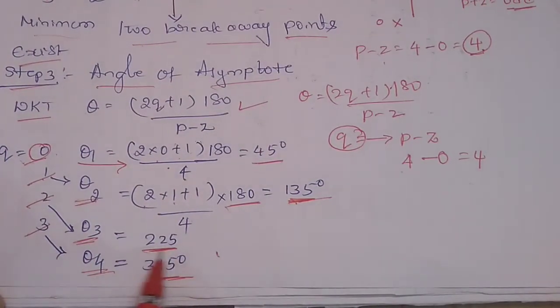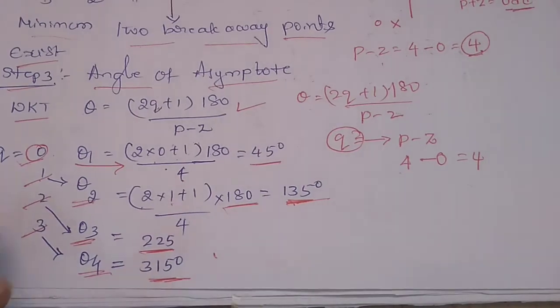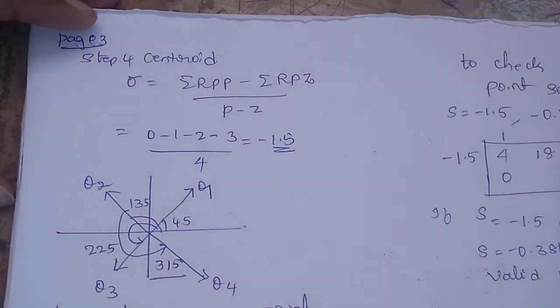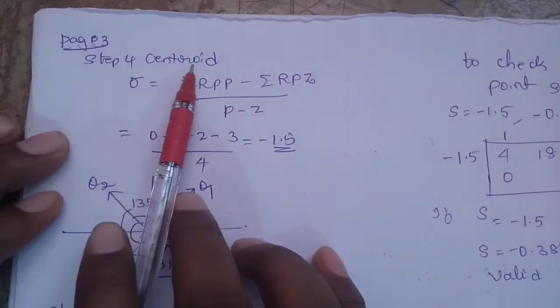Then theta 3 is 225, theta 4 is 315. These are all the 3 steps. Next we shall move on to the next step, step number 4. What does step number 4 say? To find the value of the centroid.